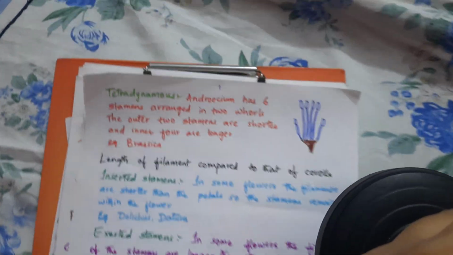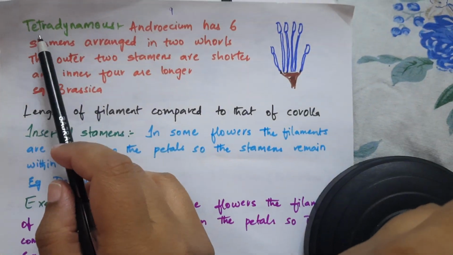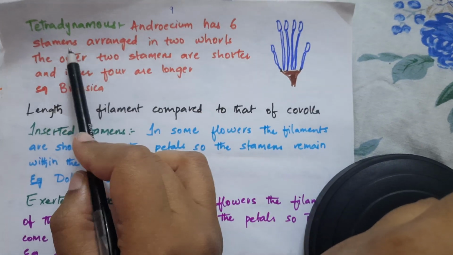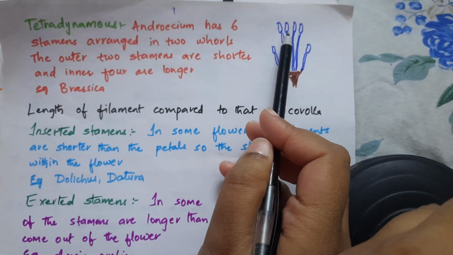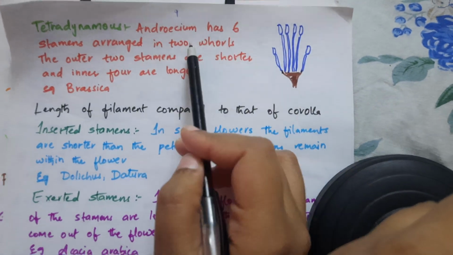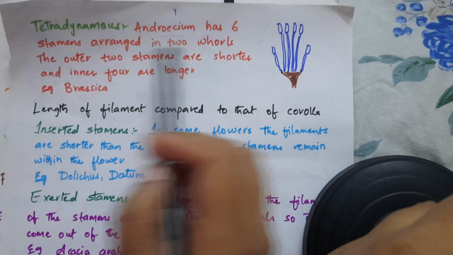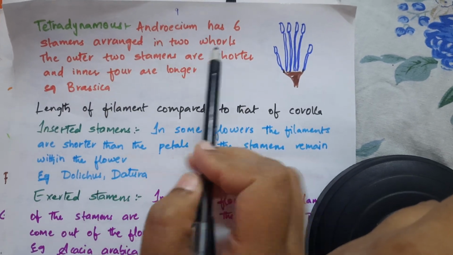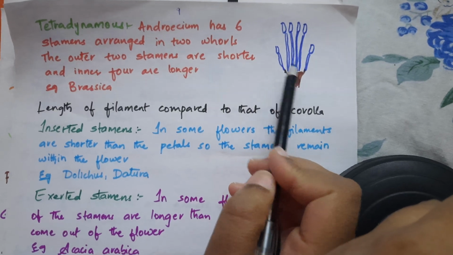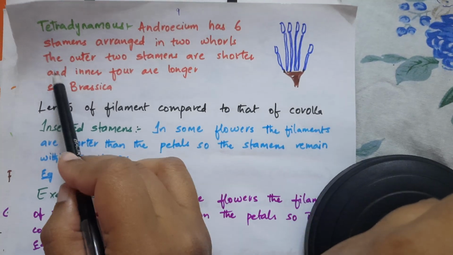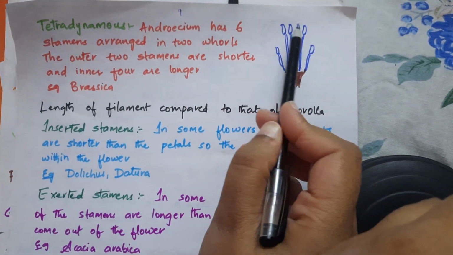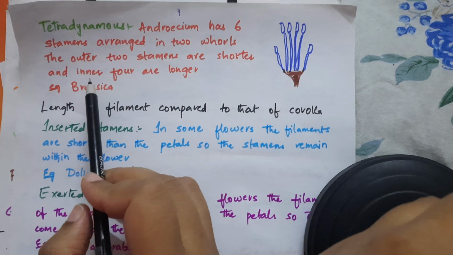Then coming to the tetradynamous. See here, tetra means 4. In this androecium, it has 6 stamens. 1, 2, 3, 4, 5 and 6 stamens are there. And these are arranged in the two whorls. Okay, that is the two circles. The outer two stamens are shorter. See here, these two stamens are found in the outer whorl and these two are shorter in length. Whereas the inner whorl contains the four longer stamens. Example for this is the brassica.